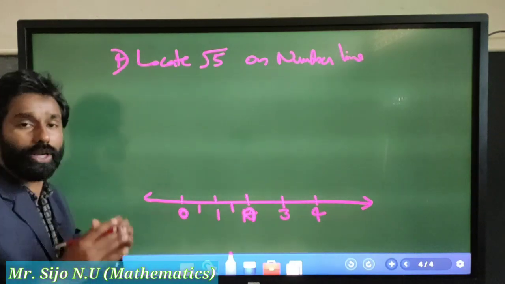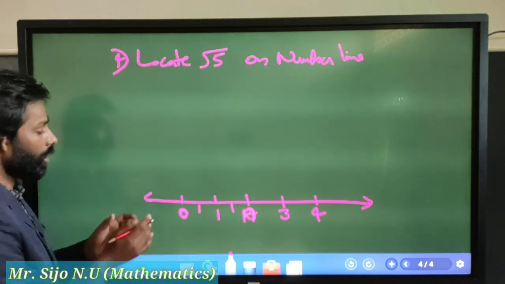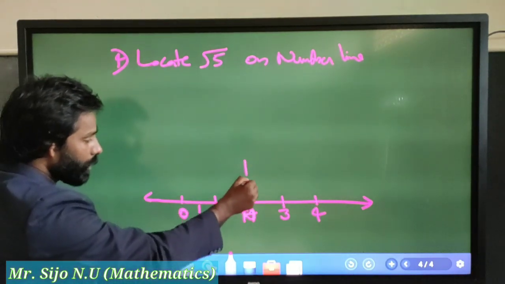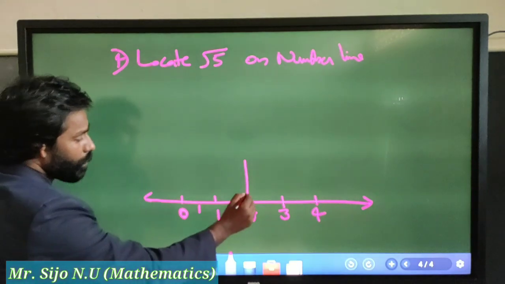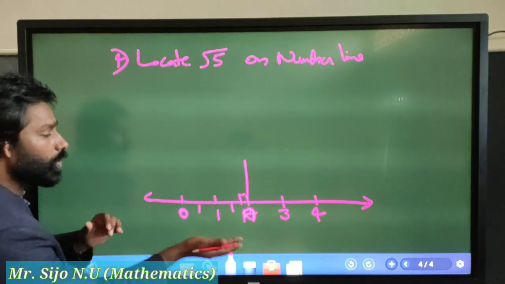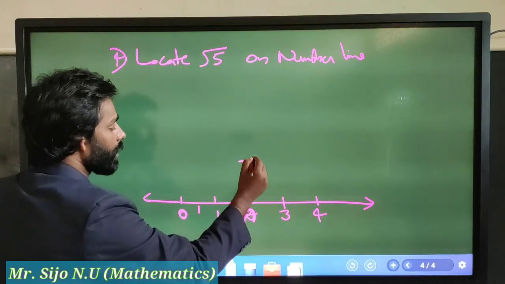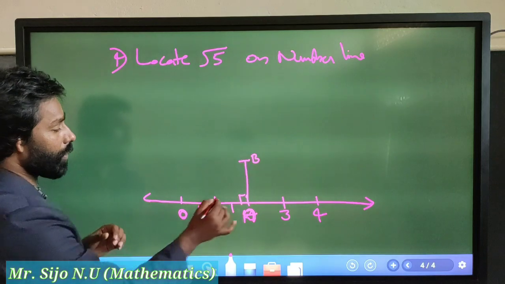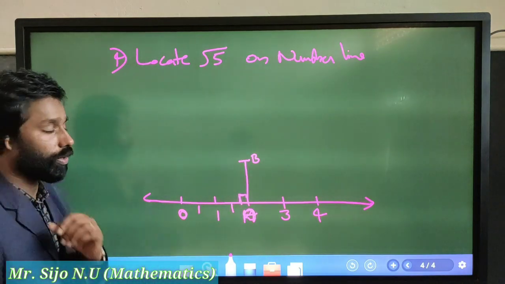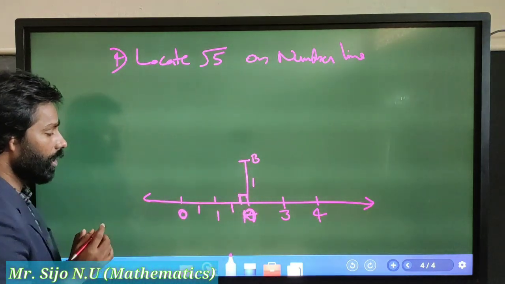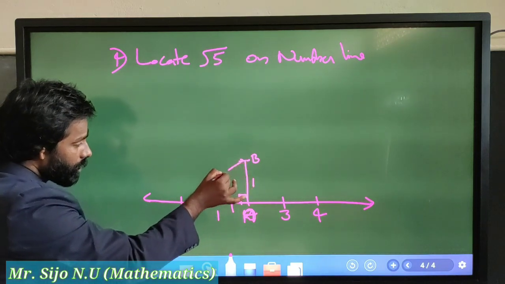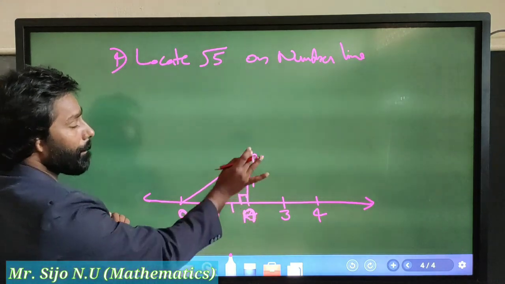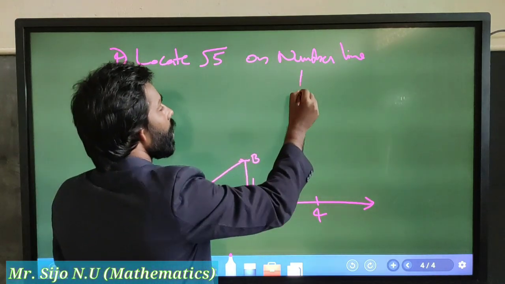Okay, now what we have to do next? We have to draw a perpendicular to this number line through A, and it should be of unit length. That means from this point we can draw a perpendicular to this number line. Here we can mark it as B. The condition is this one: AB is perpendicular and it's unit length. Now we may join this OB. Now here we got a right angle triangle OAB.